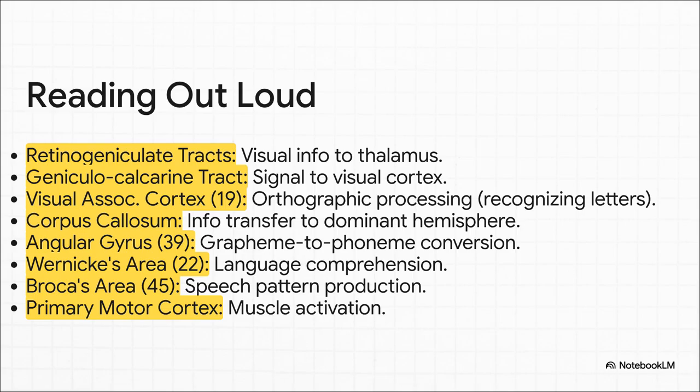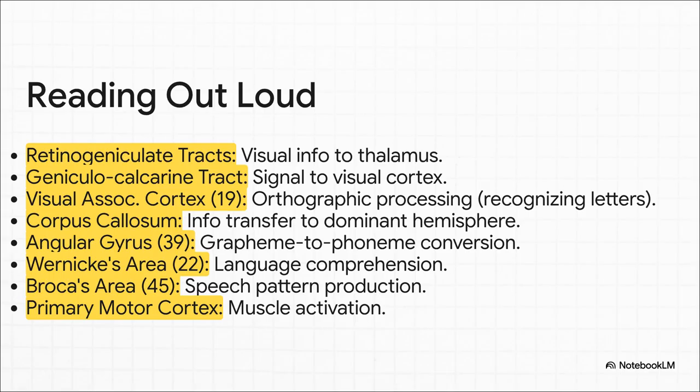Step 1. Your eyes see the word, and that visual info travels on the retinogeniculate tracts to the thalamus. Step 2, the signal continues along the geniculocalcarine tract to the visual cortex. Step 3, now in the visual association cortex, area 19, something called orthographic processing happens. Basically, your brain recognizes the shapes as a string of letters. Step 4, that info crosses over to the dominant hemisphere through the splenium of the corpus callosum.